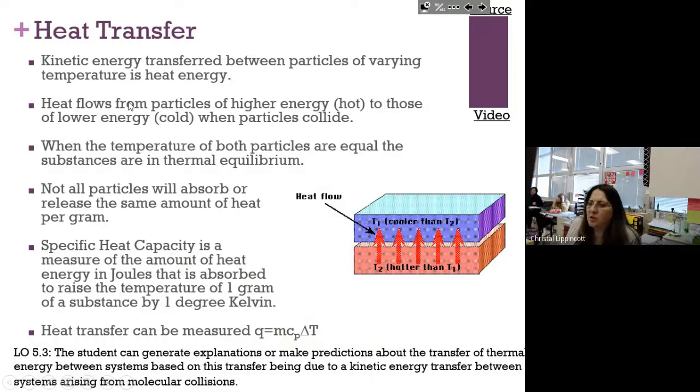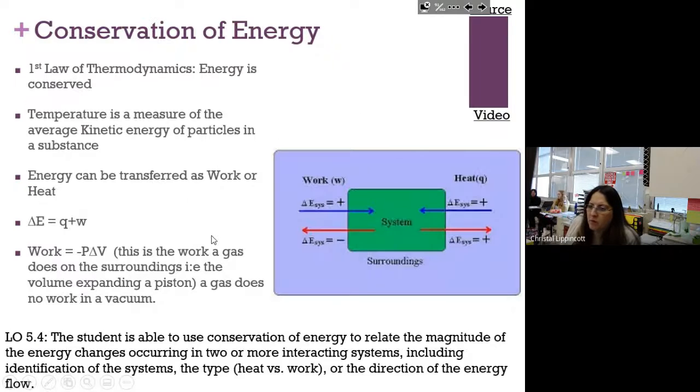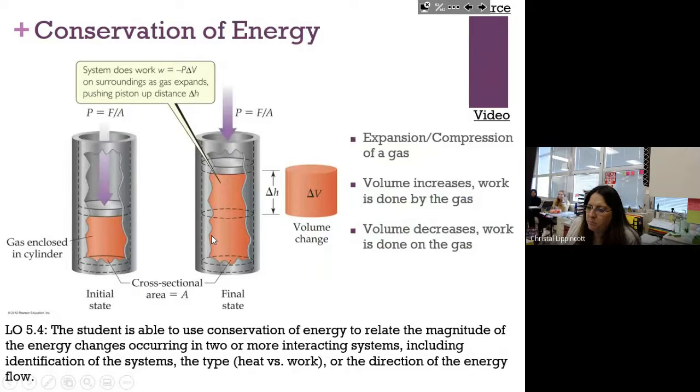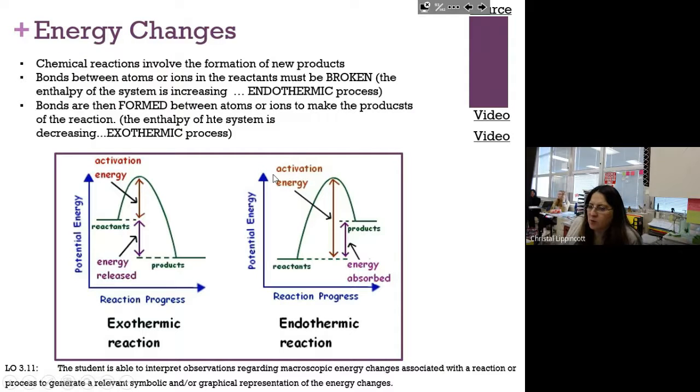All right, kinetic energy then is going to be transferred between particles of varying temperature. Heat flows from an area of hotter to cooler. Energy is conserved in those reactions. And we can use those to be able to expand or compress pistons, for example. Endothermic, exothermic, we've already talked about these. Make sure that you realize that the energy that's absorbed here is your delta H. This is from where the reactants start to the top. That is your activation energy.